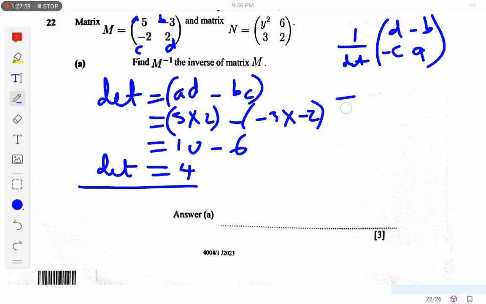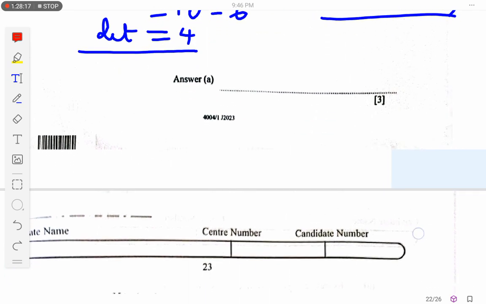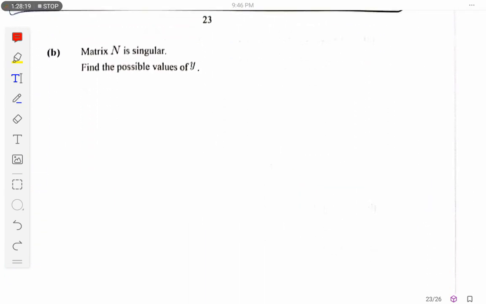So it means our final answer is going to be 1 over 4. Then we interchange 5 and 2, so I have a 2 here, I have a 5 there. Then the minus 3 times minus 1, I get 3. Minus 2 times minus 1, I get a 2. So this is our final answer, the inverse of M. Let's move on. That was 3 marks.